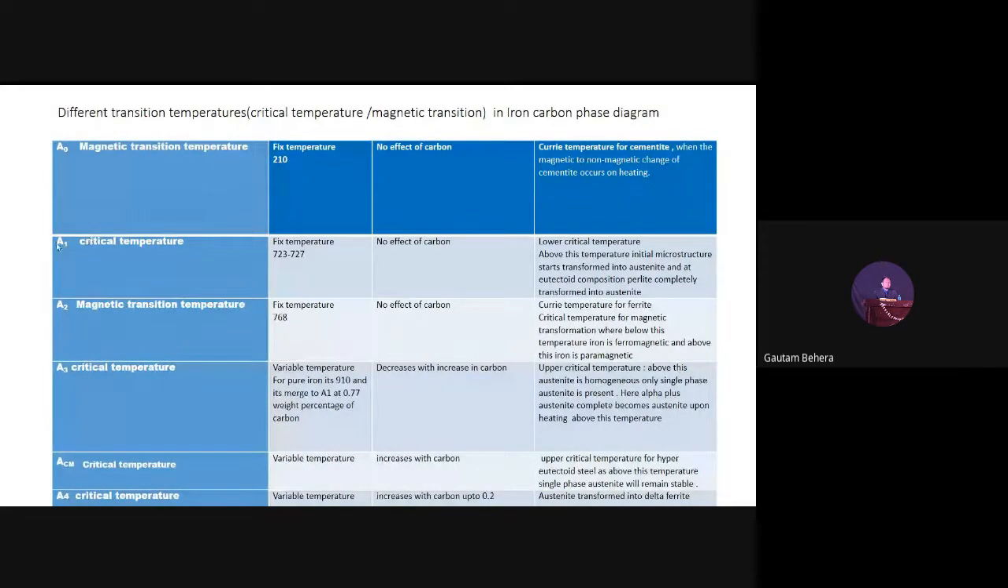Okay, A1 is called the lower critical temperature, and the A3 and ACM temperatures are upper critical temperatures. These are upper critical, this is lower critical temperature. And the AE1 temperature is sometimes also called the eutectoid temperature. You have to remember, the A1 temperature is also called the eutectoid temperature. And I have written over here, you already know these things.